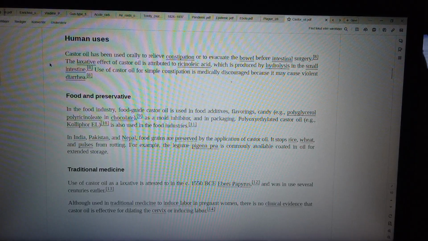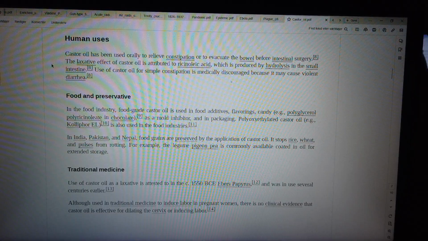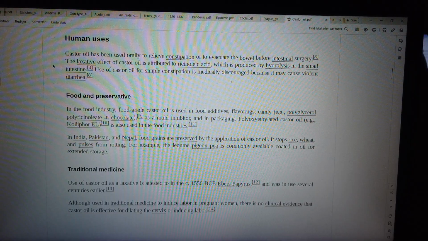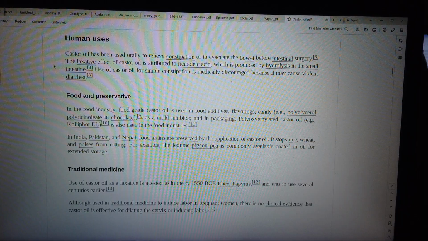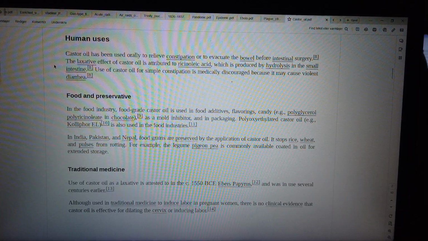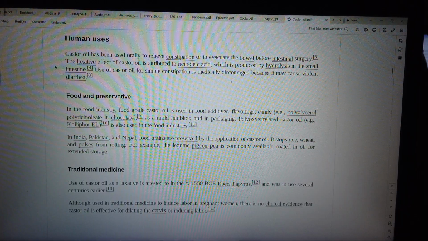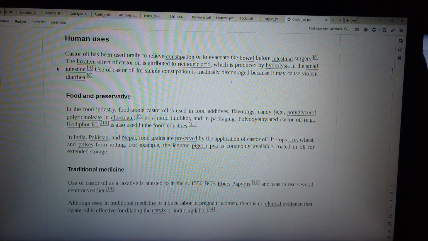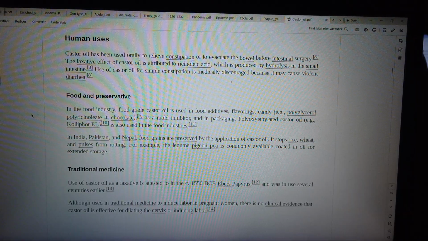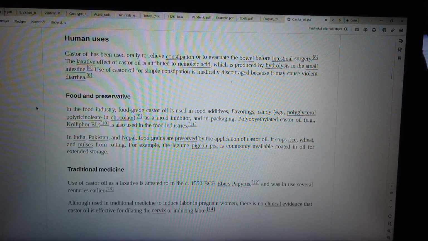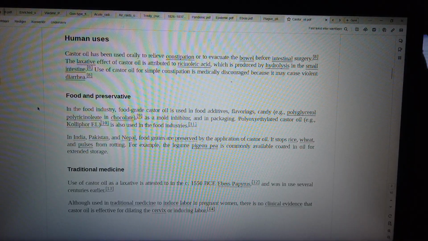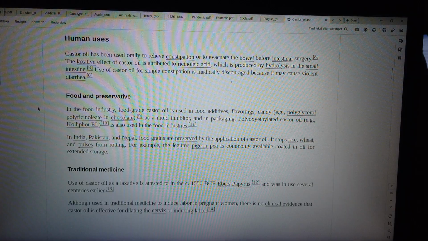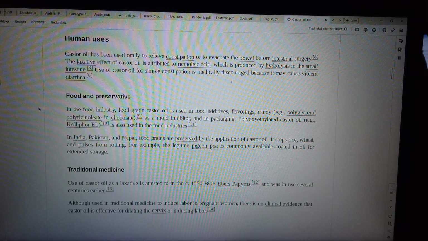Traditional medicine. Use of castor oil as a laxative is attested to in the c. 1550 BCE Ebers Papyrus, and was in use several centuries earlier. Although used in traditional medicine to induce labor in pregnant women, there is no clinical evidence that castor oil is effective for dilating the cervix or inducing labor.